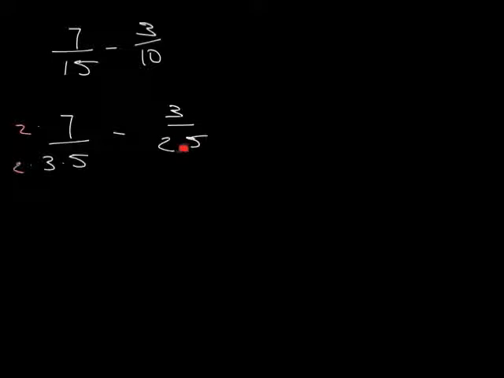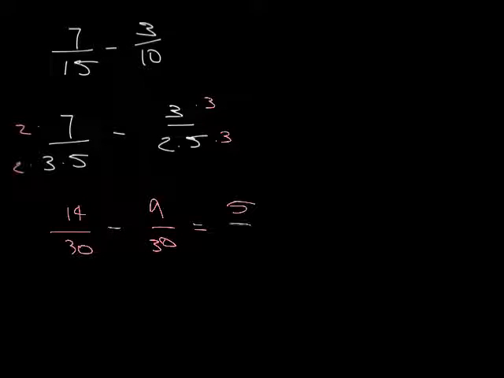Alright, I'm missing something here that I have here. I have a 2 and a 5. I don't have a 3 over here, so I'm going to put a 3 on top and bottom. So I end up with 14 over 30 minus 9 over 30. 14 minus 9 is 5 over 30, and when I reduce that, 5 goes into 5 once, 5 goes into 30 6 times, and I get an answer of 1/6 for my answer.